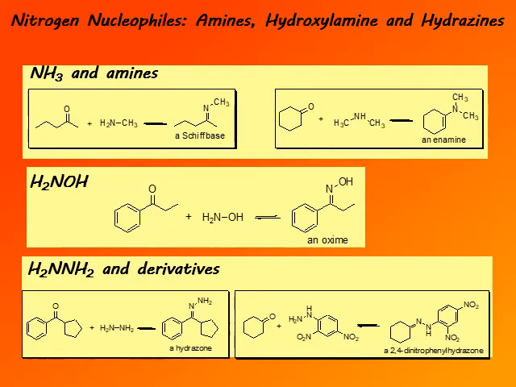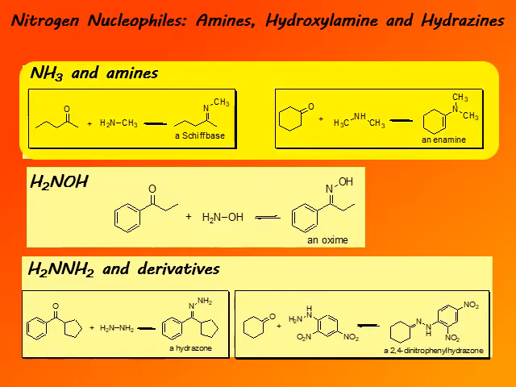And finally, we're going to have a look at nitrogen nucleophiles. Those are amines, hydroxylamine, and hydrazines. Ammonia and amines readily react with carbonyl compounds. Primary amines react with carbonyl group to give so-called Schiff bases. A Schiff base has carbon-nitrogen double bond and an alkyl group attached to the nitrogen atom.